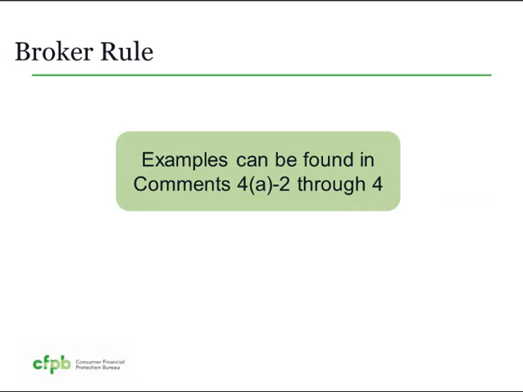Institutions may have a variety of relationships with other institutions, and such relationships may play a role in determining which institution reports in a given situation. We encourage you to review comments 4A-2 through 4, which address additional scenarios. This includes how to report if an institution makes a credit decision using another entity's underwriting criteria, and how this plays out when more than one institution is involved.